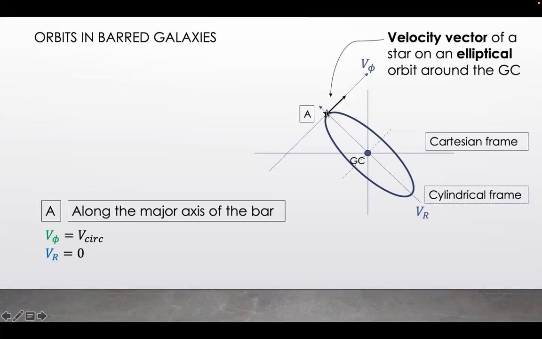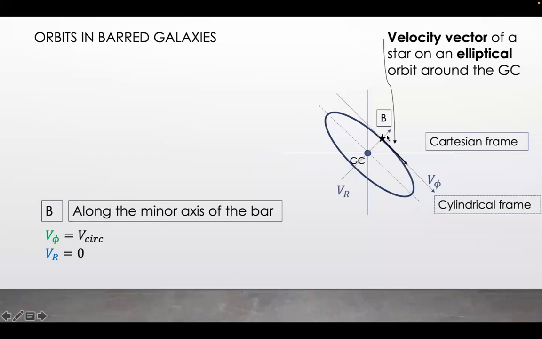So if you put the star here, the velocity vector will be this black arrow, and you decompose it in polar coordinates. Again, all the component is in the tangential direction and nothing in the radial direction. This is what I write here. So all the velocity goes into the tangential, and you have nothing in the radial direction.